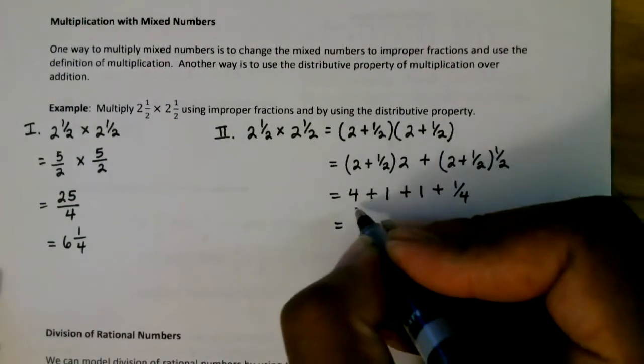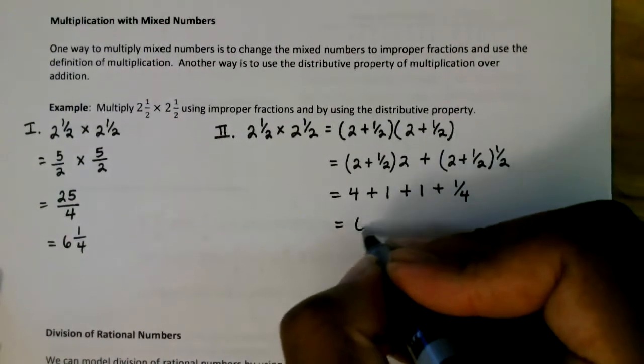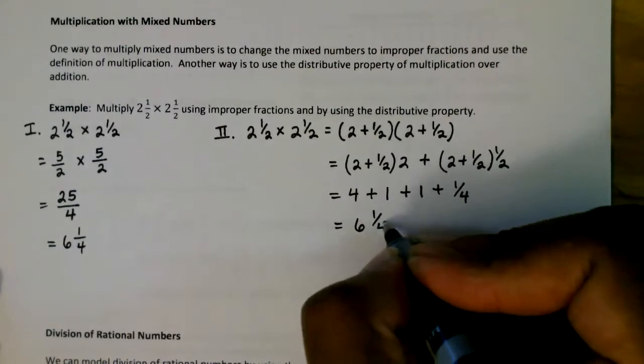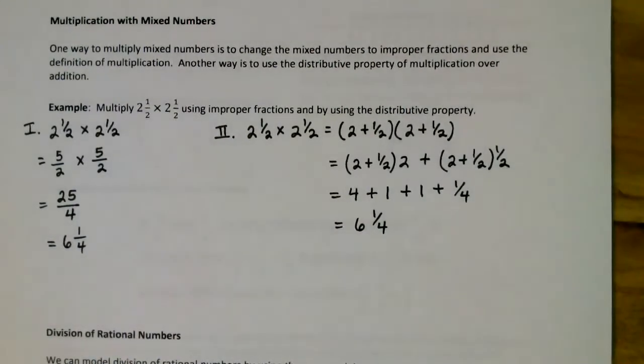Now, if we add 4 plus 1 plus 1, that would be 6. And then I got 1/4 to put next to it. So 2 1/2 times 2 1/2, well, we give you 6 1/4. Okay. Here I used the distributive property and came up with that same answer as I did when I converted 2 1/2 to improper fractions and multiplied.